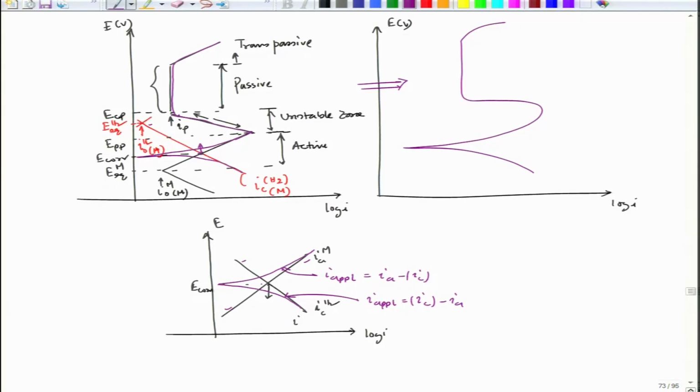This is basically the interaction of the cathodic process and the anodic process. Here the cathodic process we have taken is hydrogen evolution, and here this is the anodic polarization of the metal, in the entire passive zone we have considered. So, this is passive, this is active, and this zone is the unstable zone.